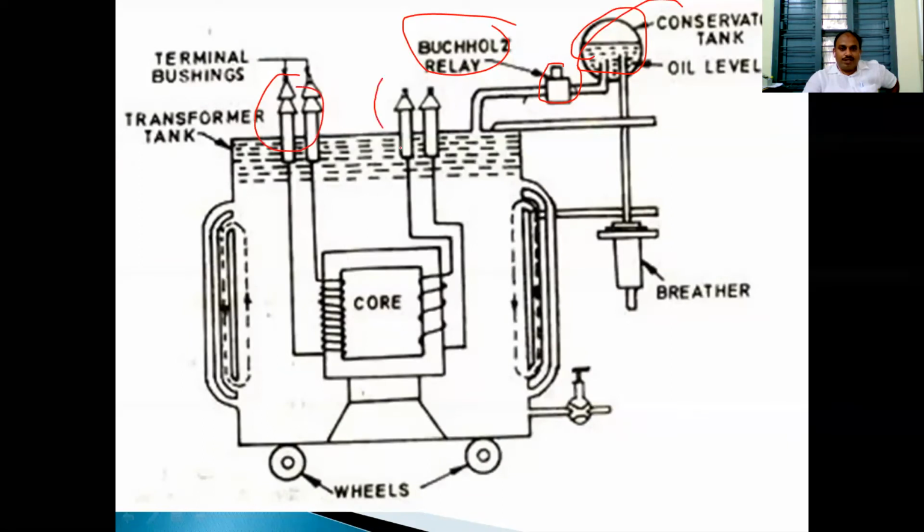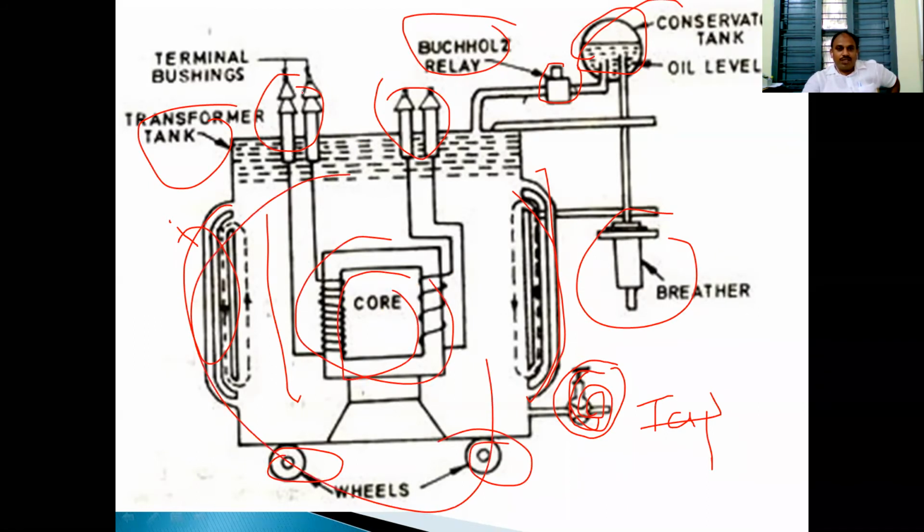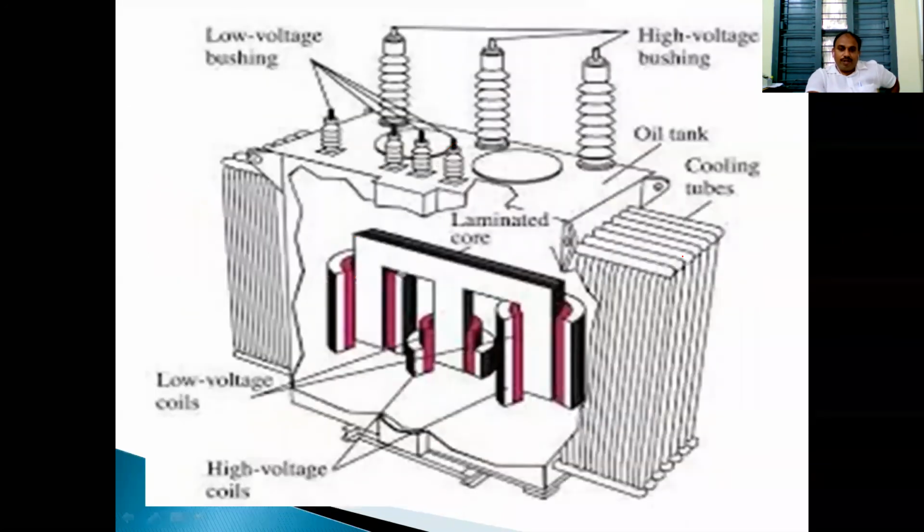So these are the bushings. In the transformer tank we place some oil. These are the cooling tubes of the transformer. This is the breather. The drain tap is provided to remove the transformer oil. Wheels are there to move the transformer. So the transformer has the core and windings, oil, bushings or insulators, Buchholz relay, conservator tank and breather. So this is all about the transformer tank.